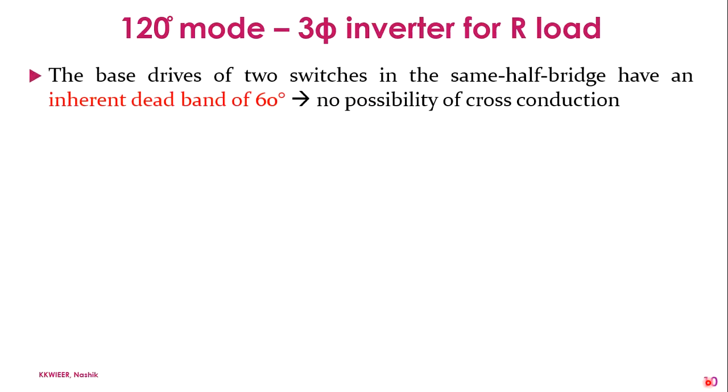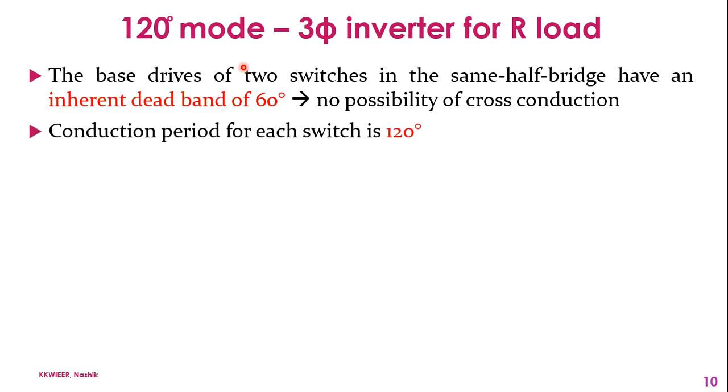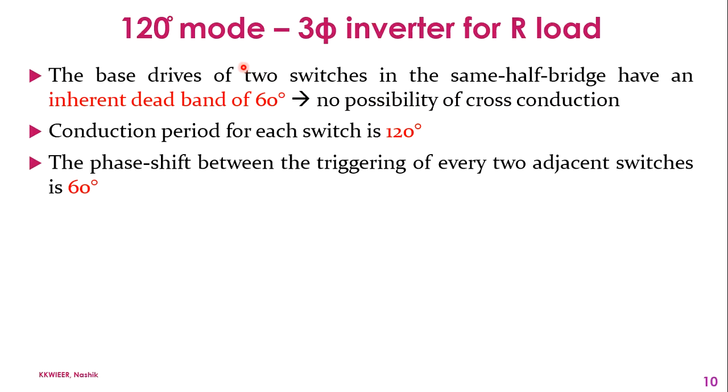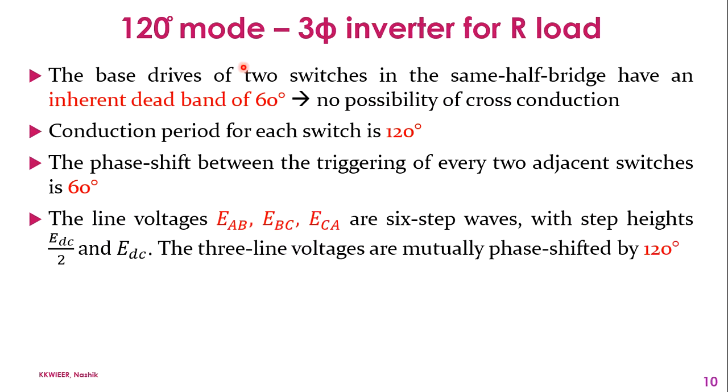The base drives of two switches in the same half bridge have an inherent deadband of 60 degrees. Due to the presence of this inherent deadband, cross conduction will not happen in the 120-degree mode. The conduction period for each switch is 120 degrees, and the phase shift between the triggering of every two adjacent switches is 60 degrees. The line voltages EAB, EBC and ECA are 6-step waves with step heights EDC by 2 and EDC. These three line voltages are mutually phase shifted by 120 degrees with each other.